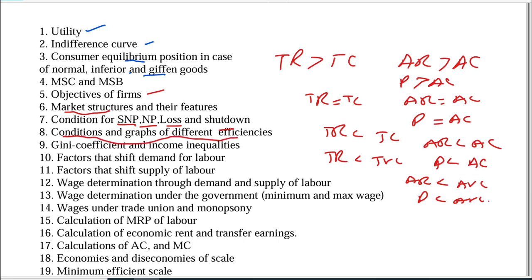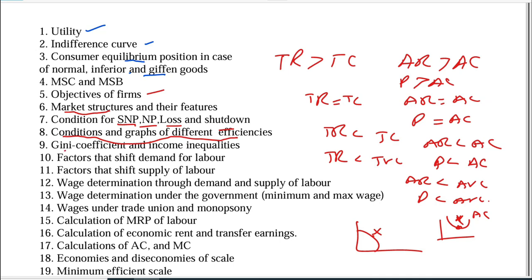Okay, so conditions and graphs for different efficiencies like productive efficiency, allocative efficiency, and dynamic efficiency. Dynamic efficiency is really simple. The average cost curve shifts downward, and allocative efficiency is achieved when MC is equal to AR, and productive efficiency is achieved when we produce along the PPC at point X, let's say, or when average cost is the lowest possible average cost at the given level of output. So these are the conditions of productive efficiency. You must know the definition of productive and allocative efficiencies as well.